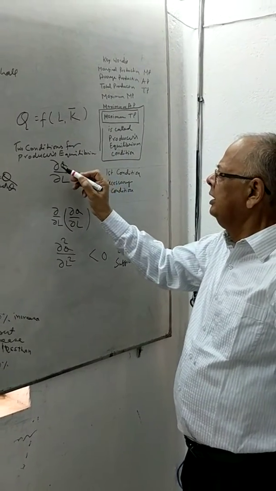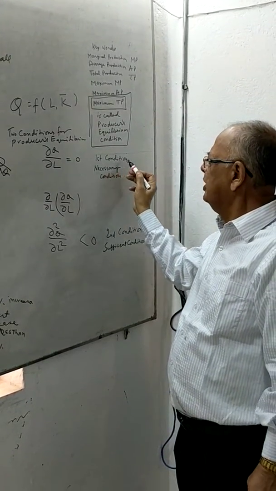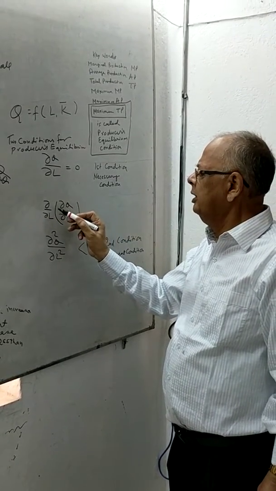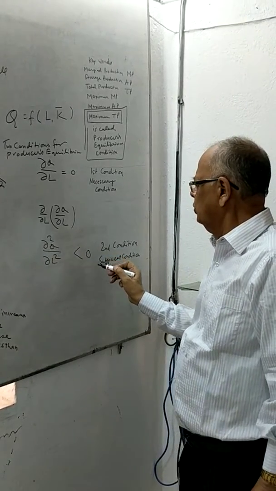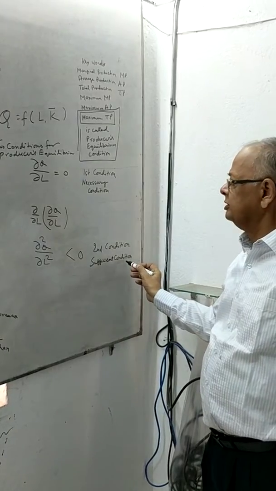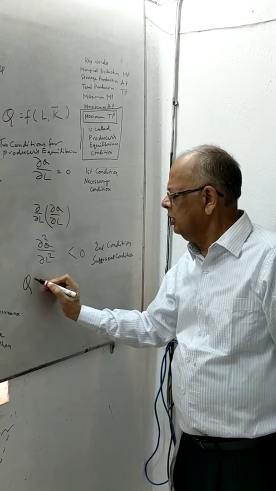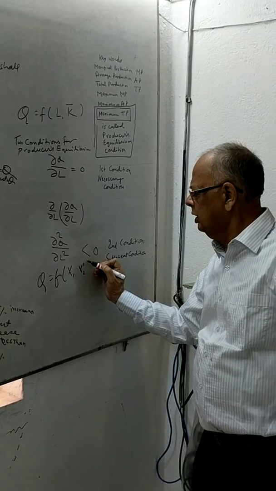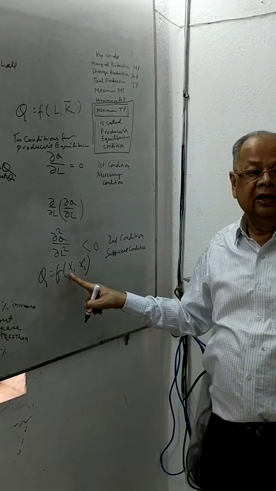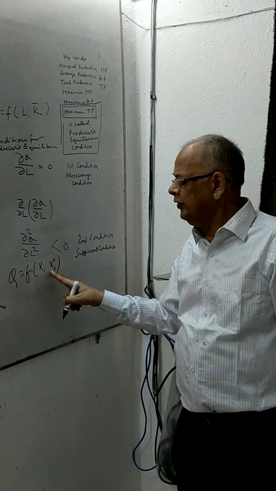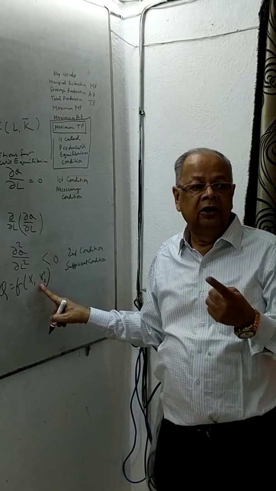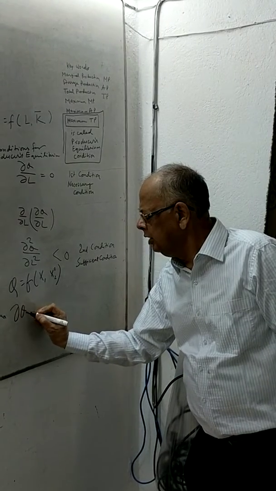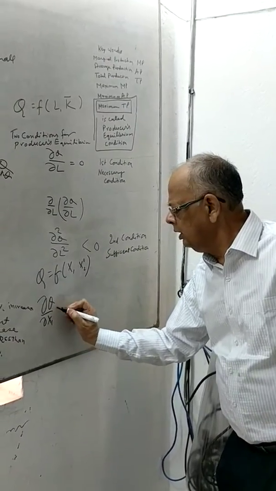Then the first condition, del Q by del L equal to 0, is the necessary condition. And if we take the second partial derivative, del square Q by del L square less than 0, this is the second condition, and that is the sufficient condition. But if we write Q as a function of x1, x2 raised to the power 0, it means this is the variable factor and this is the fixed factor. Anything raised to power 0 is equal to 1, which means constant. So the first condition will be del Q by del x1 equal to 0.